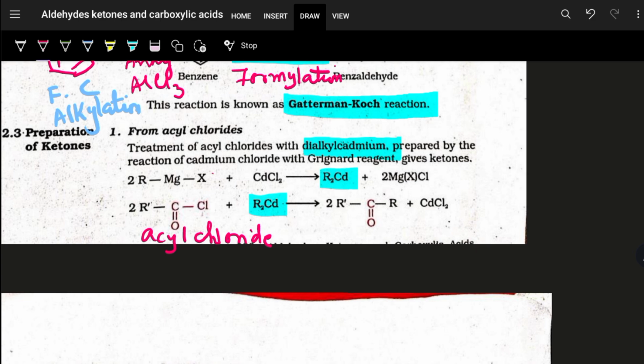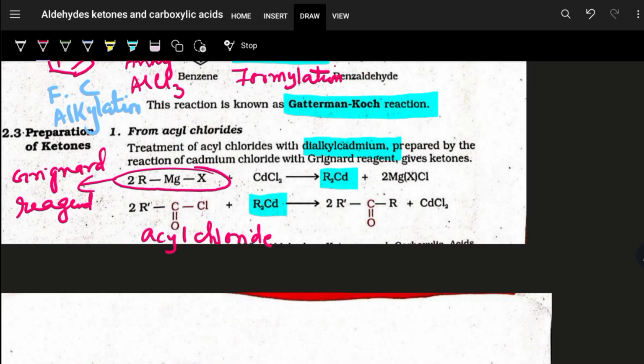Now, this is RMgX, which is Grignard reagent. So to Grignard reagent, when you use cadmium chloride, CdCl2, you obtain dialkyl cadmium. Okay, so this is actually being prepared in situ. In situ means you are preparing dialkyl cadmium in the reaction mixture itself from Grignard, and now you use it with acyl chloride and you are going to get a ketone.